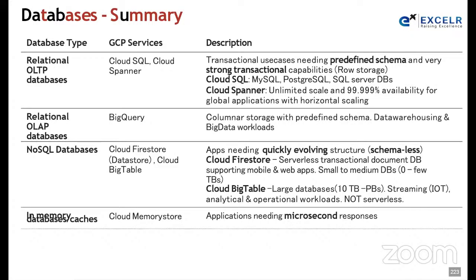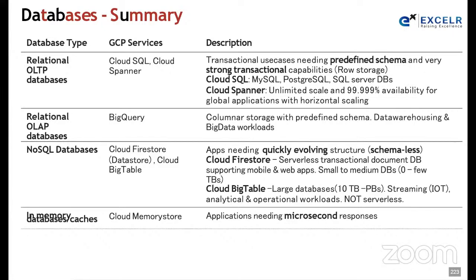With Cloud Spanner, you get unlimited scale and an availability of 99.99%, which is very huge. This is needed for any global application, which will help you support horizontal scaling. This is very unique, because databases are generally suited for vertical scaling. But with this GCP offering, Cloud Spanner, you can also do horizontal scaling.